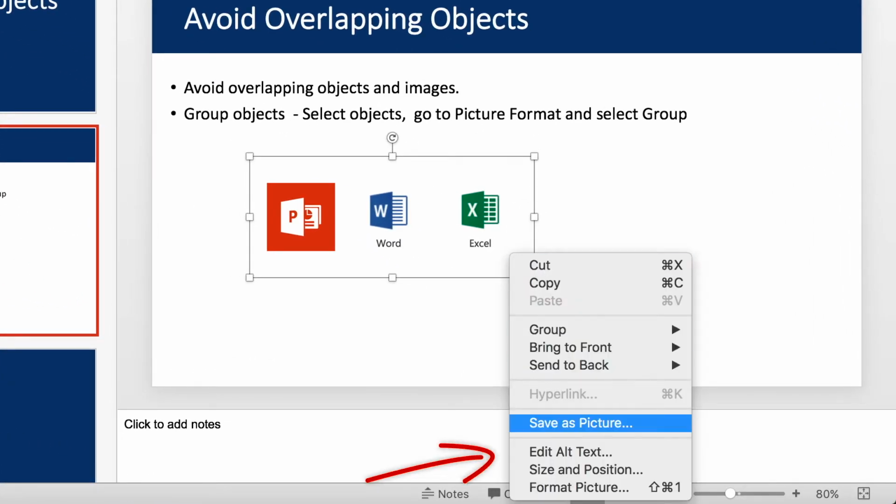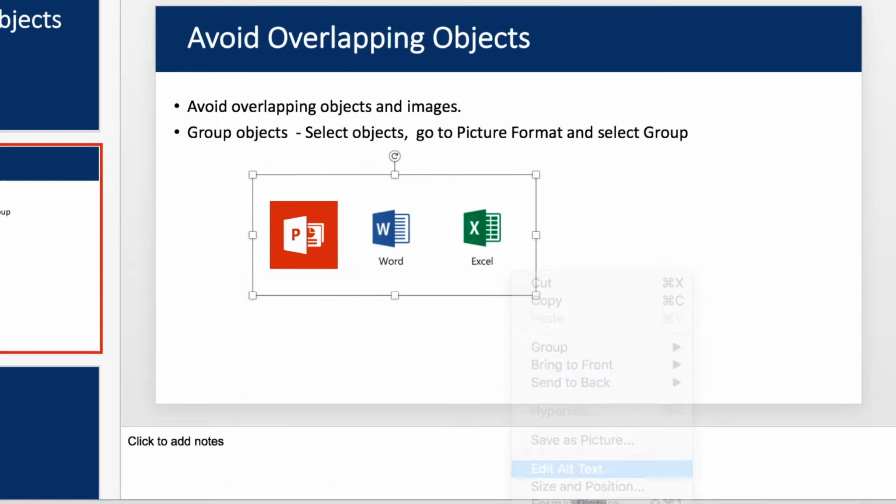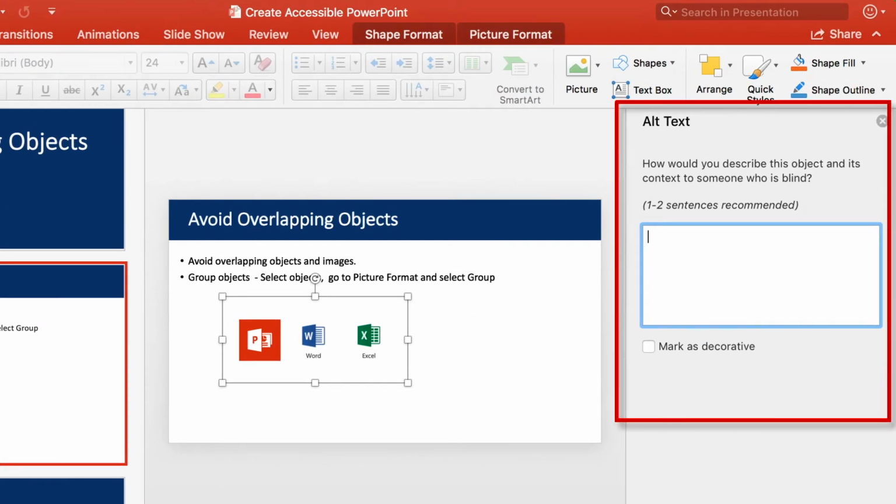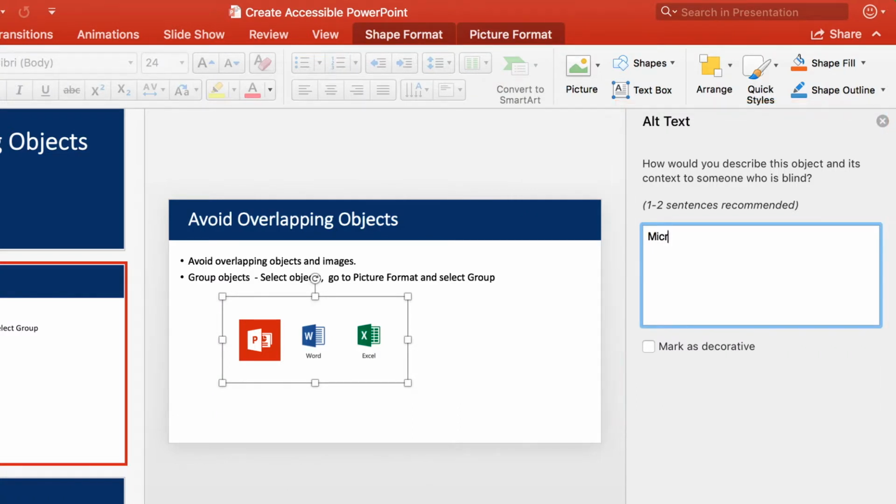To add alt text, right-click the image, choose Edit Alt Text, and add the short description in the description box. For this image, I'm adding the description Microsoft Office icons, PowerPoint, Word, and Excel. Or depending on the purpose of the image, I could choose Mark as decorative.